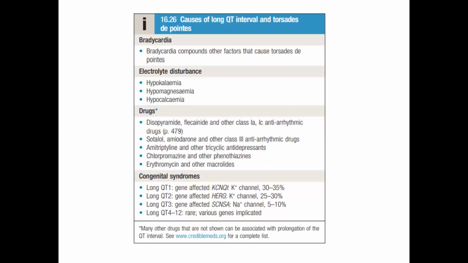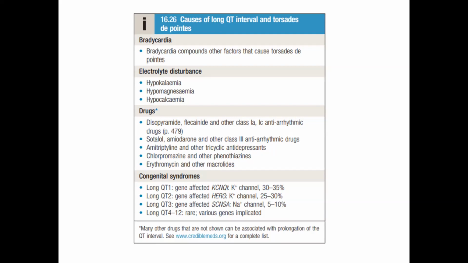Now we are going to discuss the causes of long QT interval and torsades de pointes. So what is torsades de pointes? It is related to ventricular tachycardia, where the QT interval is prolonged along with the ventricular tachycardia. So when you see torsades de pointes, you understand that it is a type of ventricular tachycardia along with a prolonged QT interval.